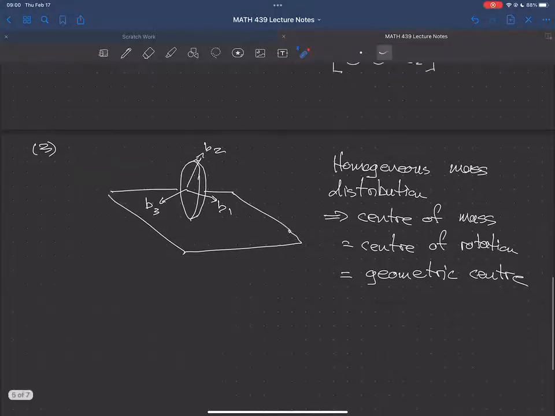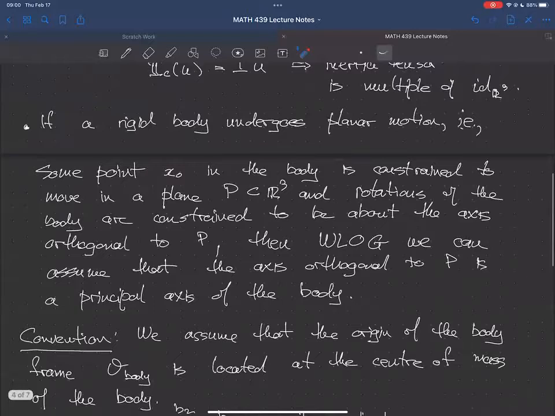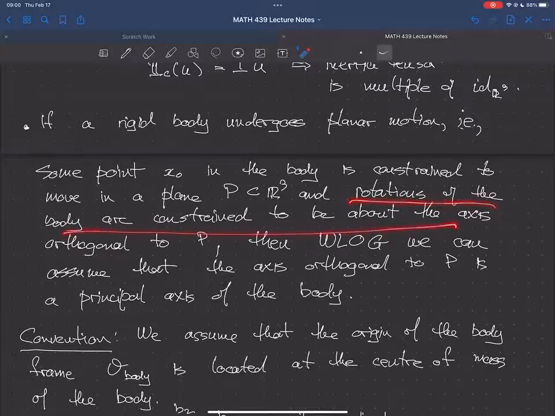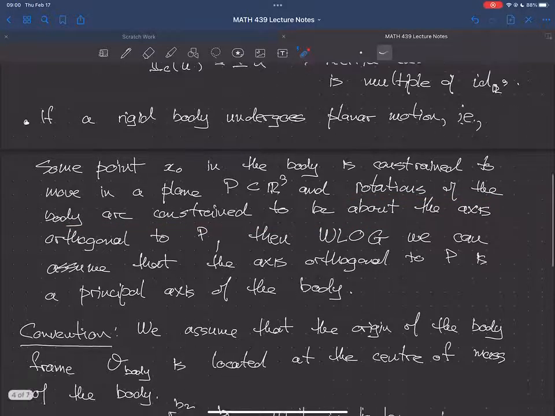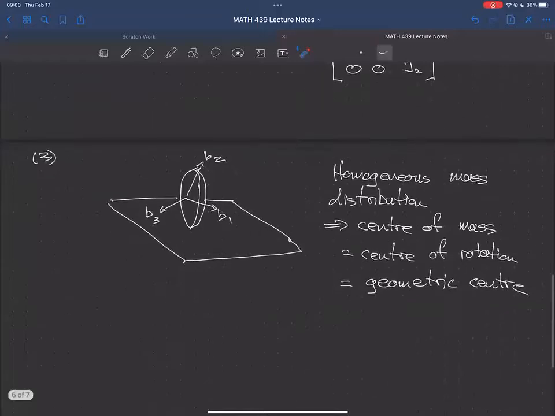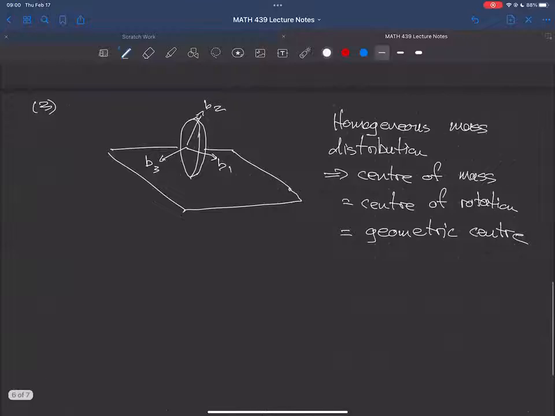So it satisfies one of the two conditions of planar motion, but it doesn't satisfy the other one, right? That the rotations are rotations about the axis orthogonal to that plane. That's not true here. So this isn't planar, and so therefore I have to think about now what the inertia tensor is.